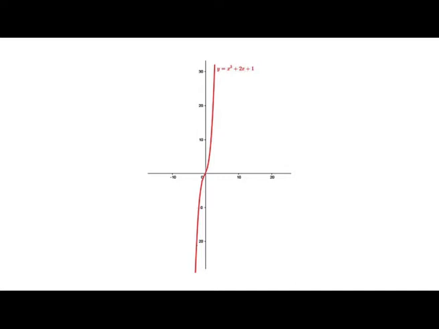In this example, the curve is concave down to the left of x equal to 0 and concave up to the right of x equal to 0. Thus, the curve changes its concavity property at x equal to 0. Such a point is called point of inflection.